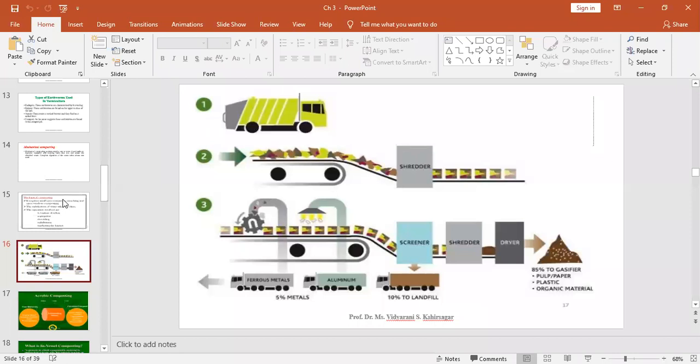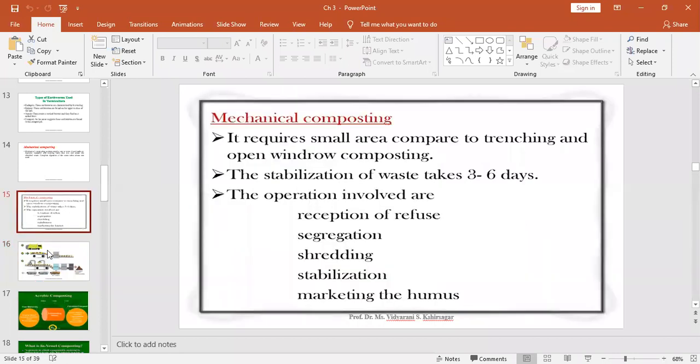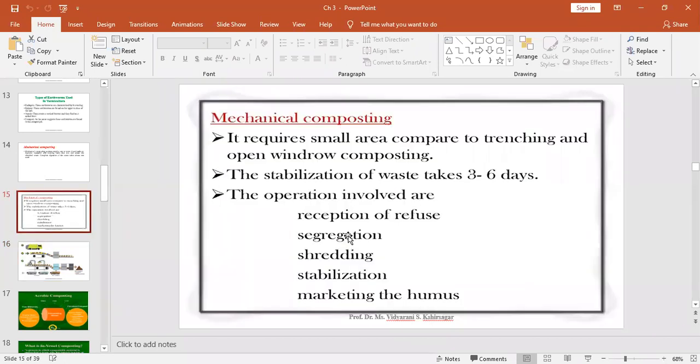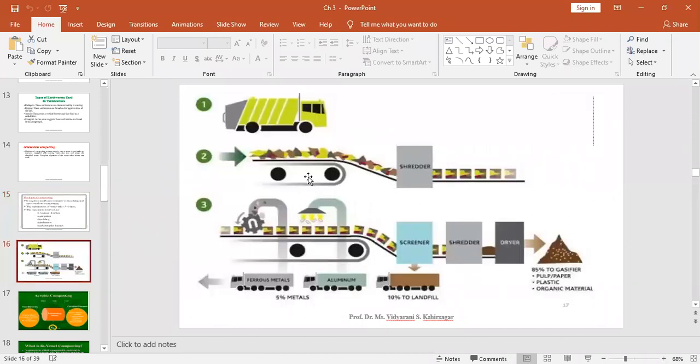What is the simple first step? Reception of refuse. With the help of different containers you can collect from the entire city and come to one location where you are going to perform the process of composting. Then what is the second step? In the second step, we are performing segregation. It is a very important step in mechanical composting.